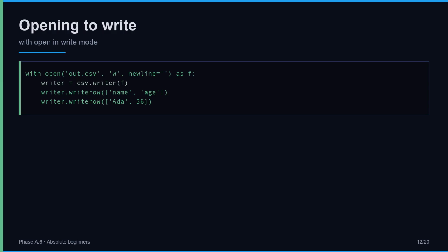Inside the with block, create a writer with csv.writer, passing the file. Then call writer.writerow with a list of values. Each call writes one row. The first call here writes the header. The second writes Ada, 36.